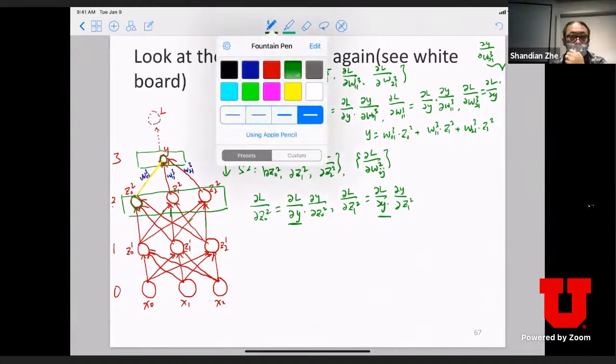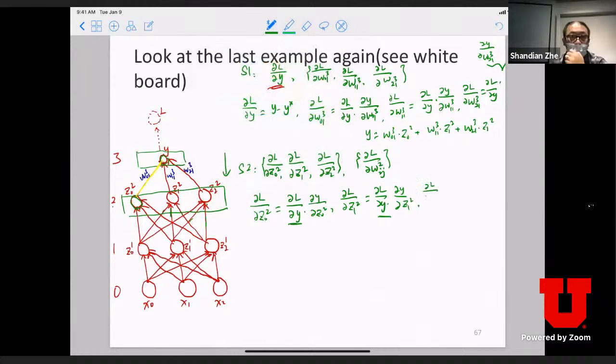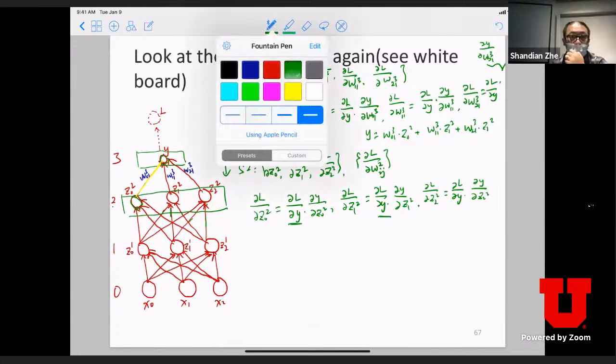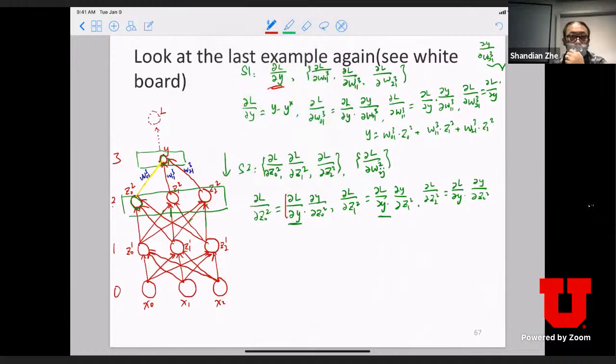And similarly, we compute partial L over partial Z22 by partial L over partial Y times partial Y over partial Z22. So you can see how those results are reused. We reuse partial L over partial Y. The partial derivatives with respect to the neurons in the one layer above have already been computed and cached. Any questions so far?